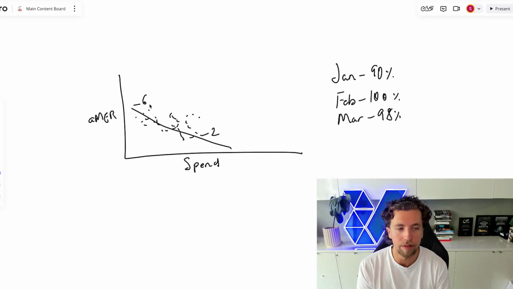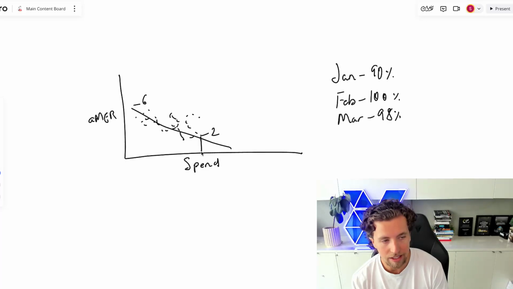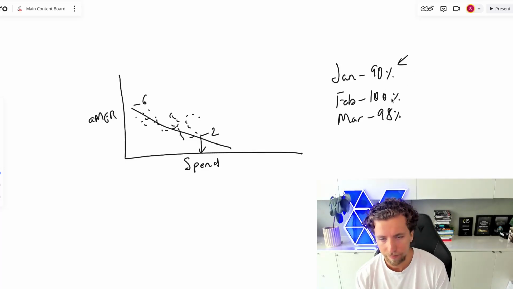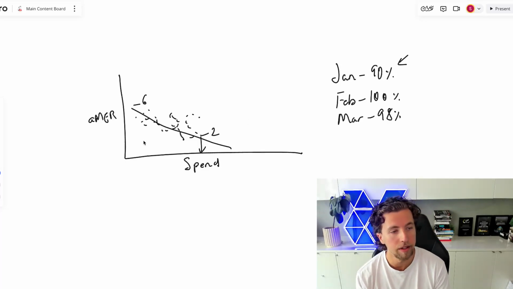And we can start to get an idea for, okay, if we want a 2 acquisition MER next month, we should spend this amount and we need to make a 90% adjustment down. And so you can use that kind of logic to reason yourself into a budget estimation for the month.